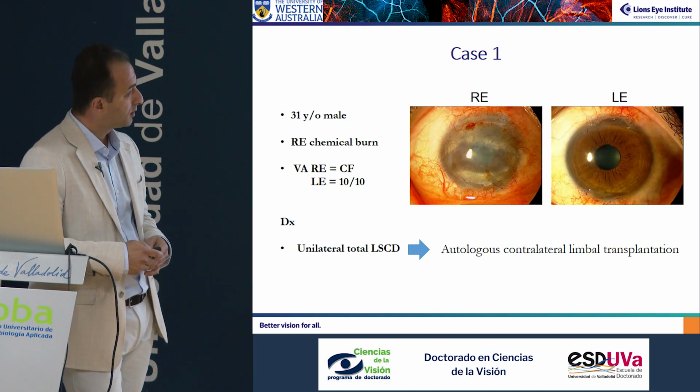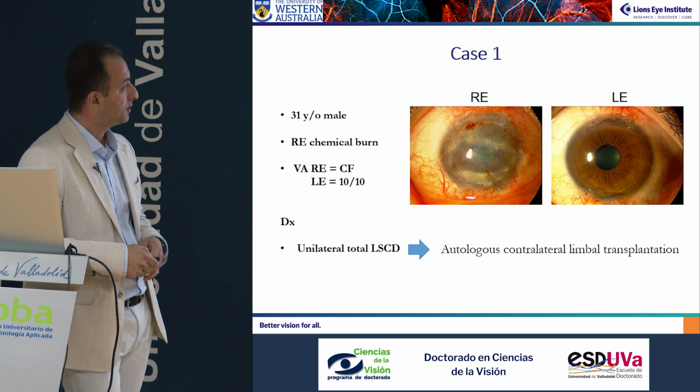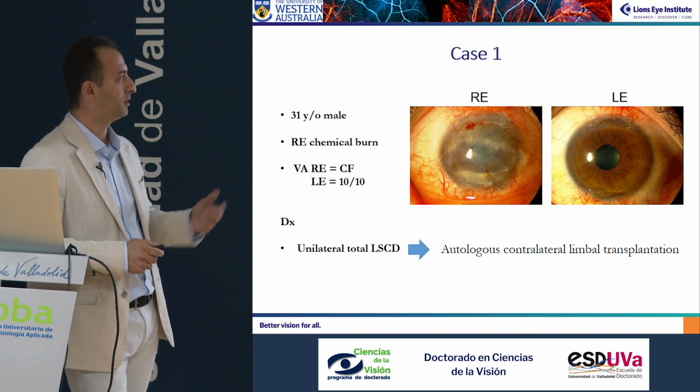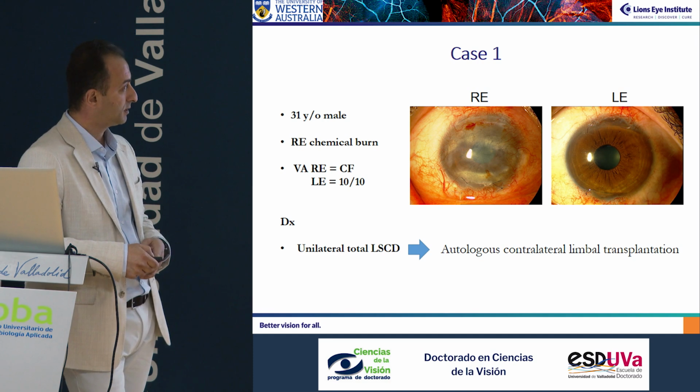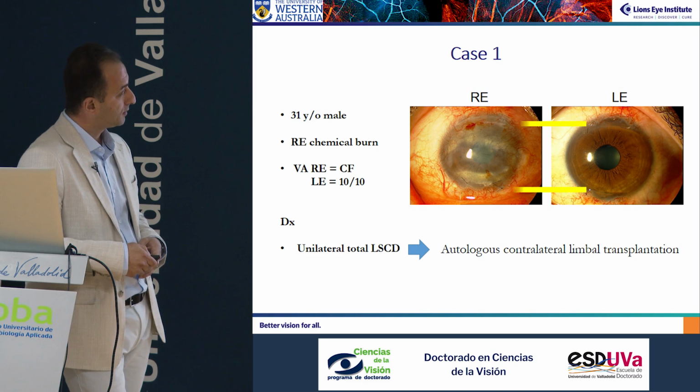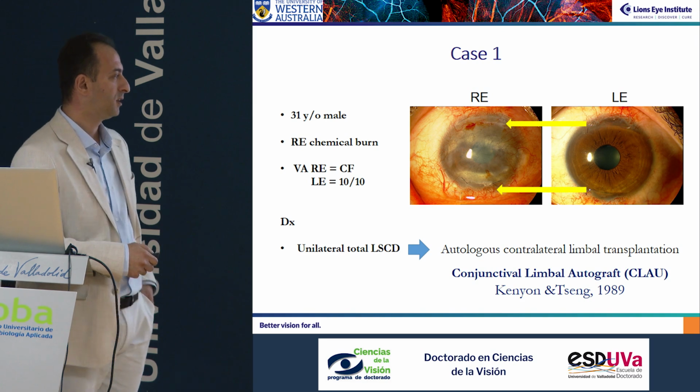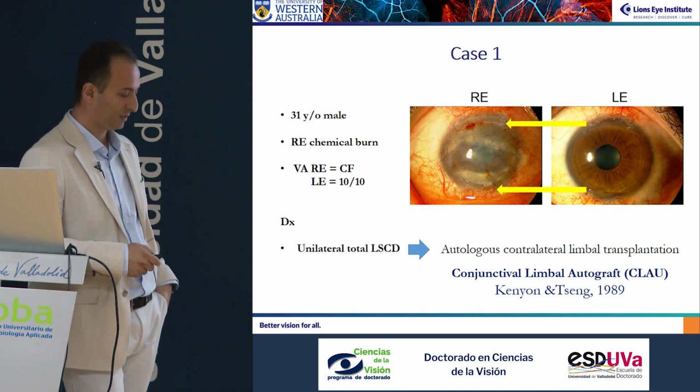So what we did in this case is we borrowed, or we took two large limbal blocks, 60 degrees each. So we have 360 degrees limbus. So we take two 60-degree blocks, which overall is 1/3 of the limbus. And then we transplant this to the diseased eye. And this procedure is called conjunctival limbal autograft, which was done by Kenyon and Tseng in 1989 for the first time.